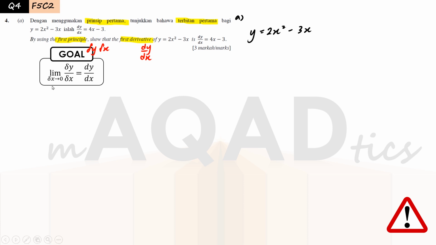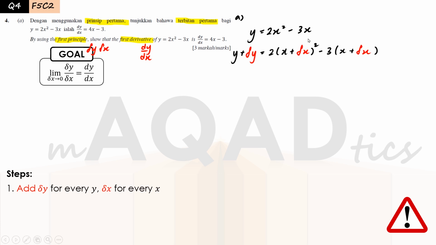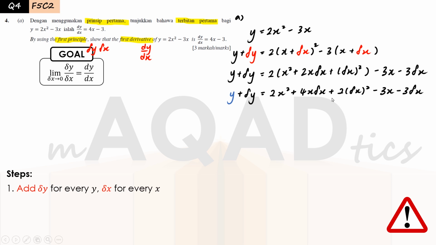So for the first principle method, there will be 4 main steps. Okay, so the first step is for every y, I'm going to add delta y. For every x, I'm going to add delta x. Okay, which is something like this. And what I'm going to do here now is to expand the things inside the bracket, and we are going to multiply the values outside the bracket to inside the bracket. Okay, so this is just simplifying.